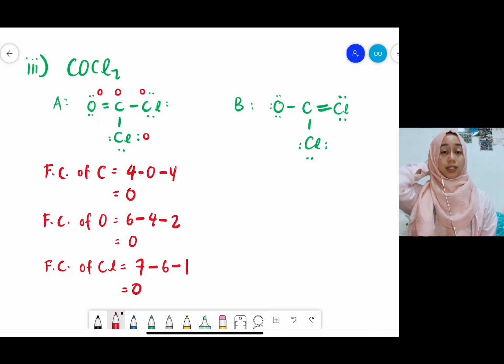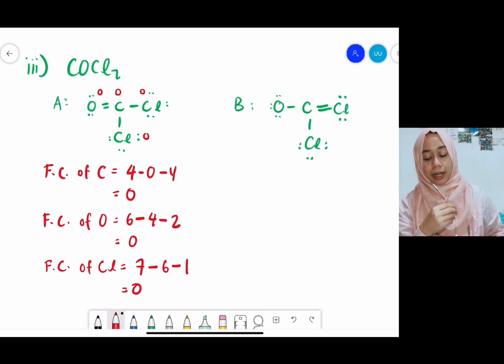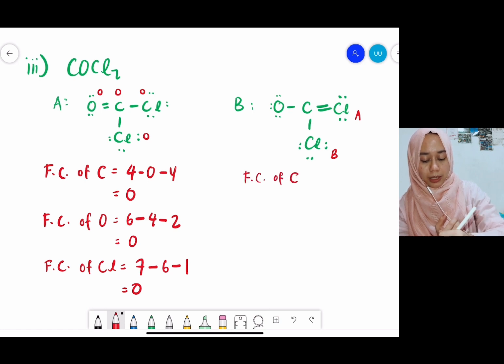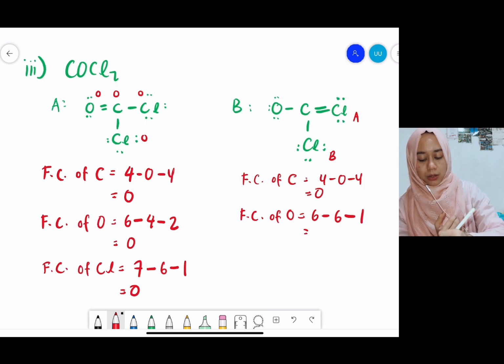Okay, tapi kita just try kira juga untuk B lah. Betulkah B ni bukan the most plausible structure? So, let's just confirm that. So, in this case, kita punya Cl, dia 2 Cl yang berbeza. So, kita labelkan. Okay, Cl yang atas Miss letak sebagai Cl A, yang bawah Miss letak B. So, bila kita kira formal charge untuk carbon, so you still get 4 minus 0, minus 4, you get 0. Formal charge untuk oksigen pula adalah 6 minus, ada 3 lone pair, bermaksud ada 6 lone pair electron, and then minus 1, so you get negative 1.